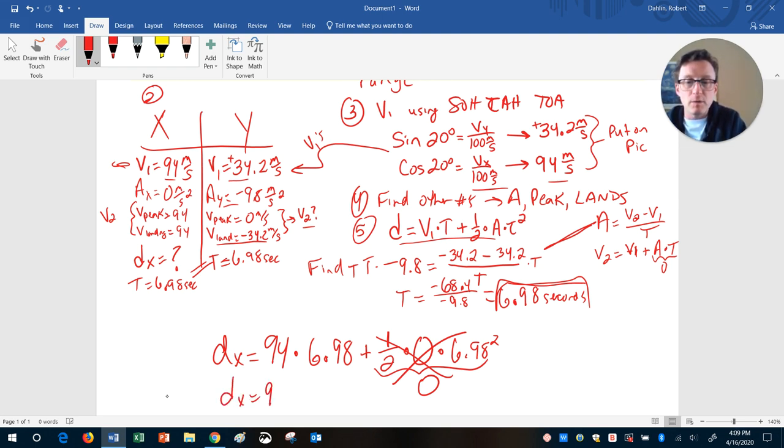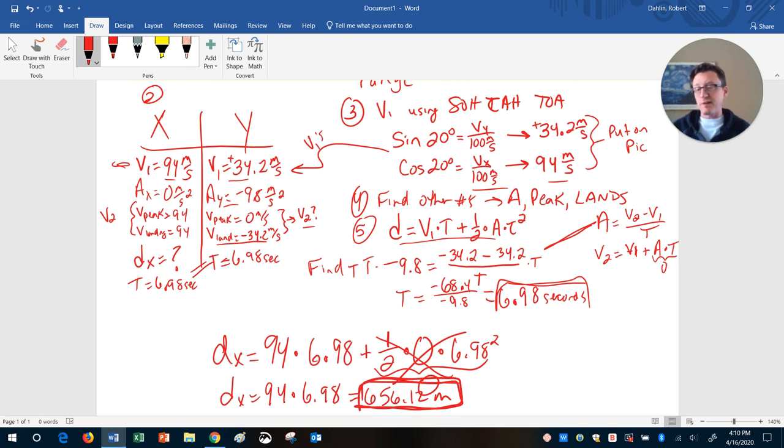So I can cross that whole part off. Dx just equals 94 times 6.98. So, plug that into my calculator, 94 times 6.98 and I get 656.12 units on that are going to be meters. That's the range. That's how far the cannonball will fly for the Pirates.